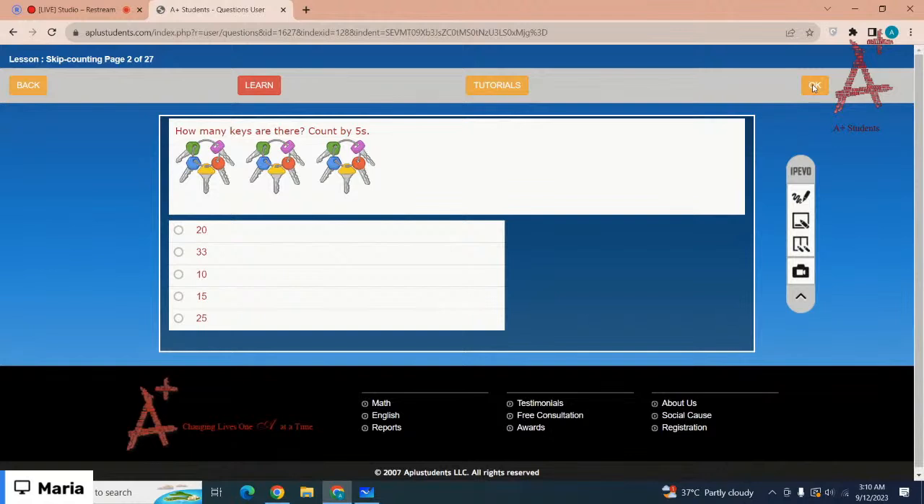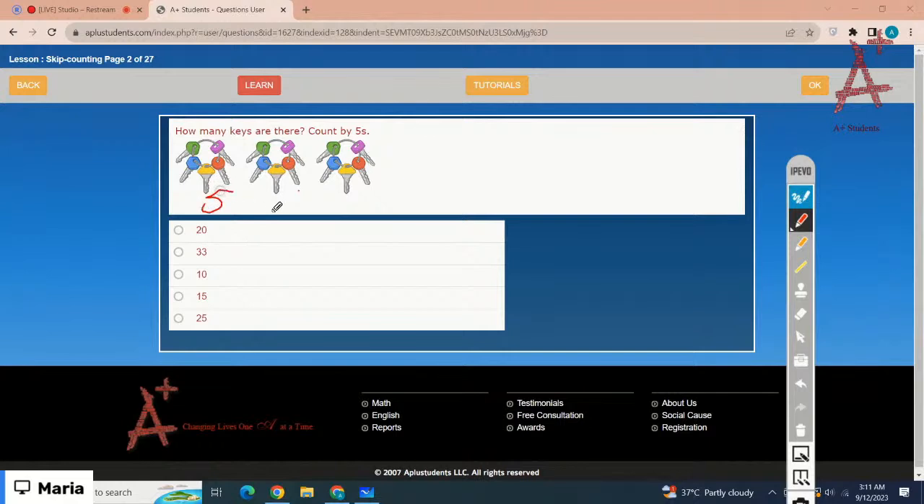Okay, how many keys are there? Count by 5. So which is the correct option? Yes, when you count by 5, very good. There are 15 keys, right? 5, 10, and 15.